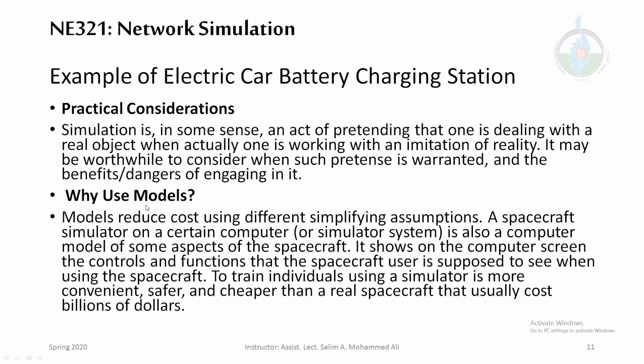Actually, we have answered this before, but let's focus on it again because it's important. Models reduce costs using different simplifying assumptions. For example, a spacecraft simulator on a certain computer or simulated system is also a computer model of some aspects of the spacecraft. It shows on the computer screen the controls and functions that the spacecraft user is supposed to see when using a real spacecraft. To train individuals using a simulator is more convenient, safer, and cheaper than using a real spacecraft that usually costs billions of dollars.